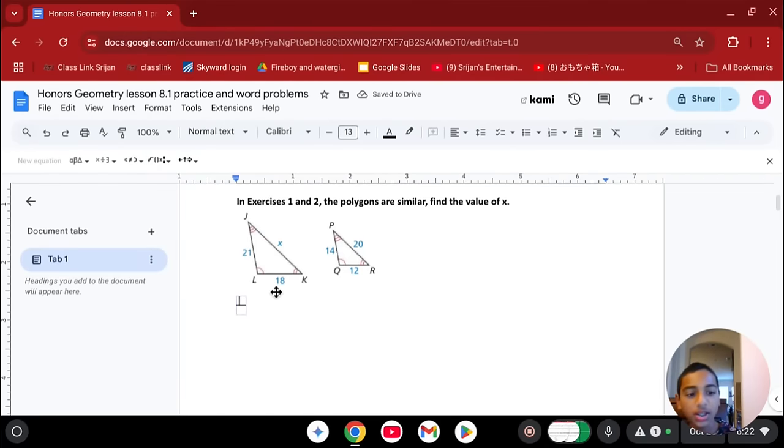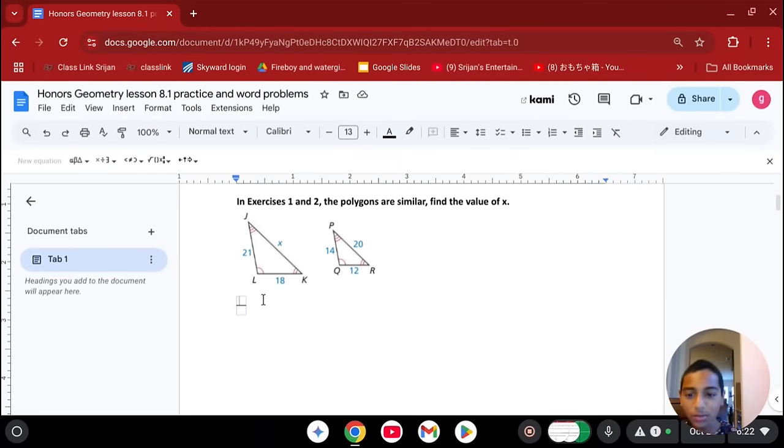Alright, so we can set up a ratio, or what we know as a proportion. Since this polygon is similar, the length of JL divided by the length of PQ equals the length of LK divided by the length of QR. Or, you don't have to do it like that. You can do x, or JK, divided by PR, which is 20, equals LK divided by QR. As long as their sides are corresponding, in the right position, then you're okay.